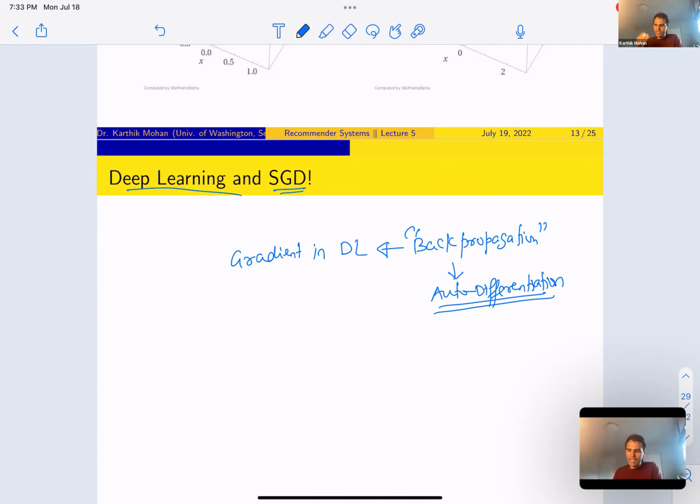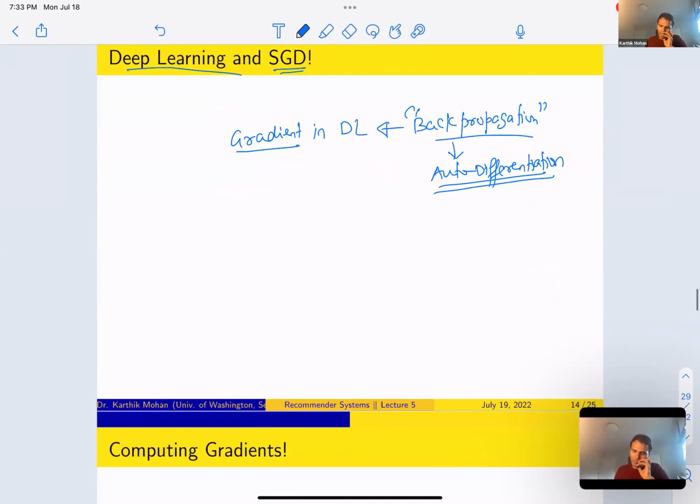Just mention which activation functions you're using, how many layers, what your loss function looks like, what your target is, what your data is, and then the framework will do auto differentiation for you using backpropagation. That gives you the gradient, and then that gradient gets used in mini batch gradient descent in deep learning, right? I think this should also be familiar for most of you.